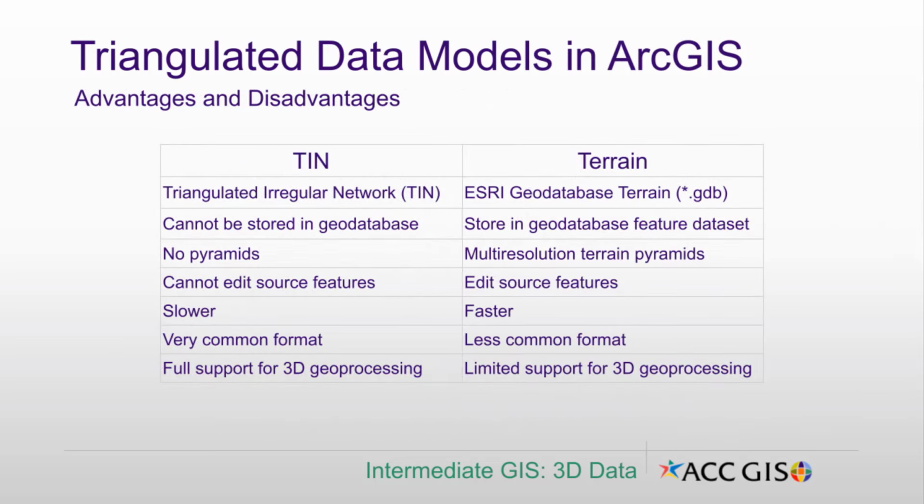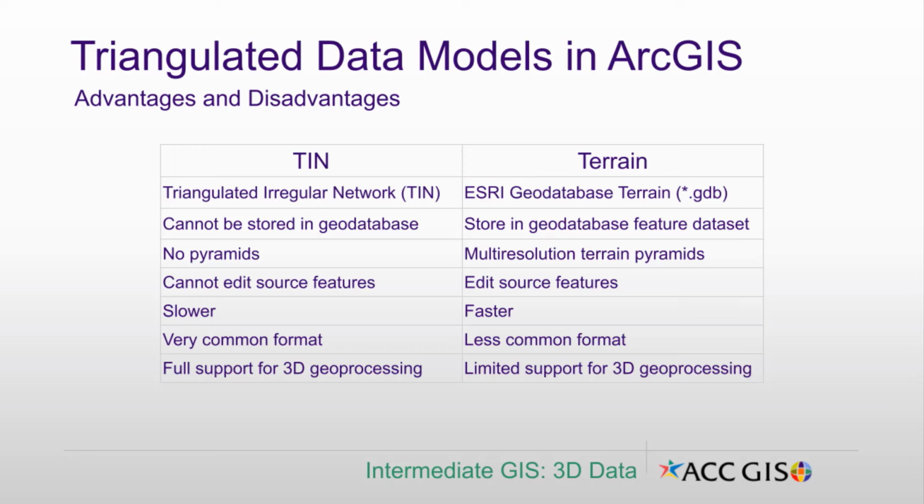In ArcGIS, there are 2 file formats that we use to store triangulated data: a triangulated irregular network or TIN, or an ESRI geodatabase or terrain that can be stored in a file geodatabase. Now, there are advantages and disadvantages to both file formats. A TIN cannot be stored in a geodatabase. So if you want to store all of your project data in a single geodatabase, then you wouldn't use a TIN to represent your elevation. You might use a terrain. Now, terrain can be stored in a geodatabase, and it must be stored in a geodatabase feature dataset.